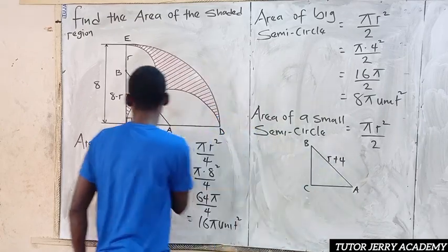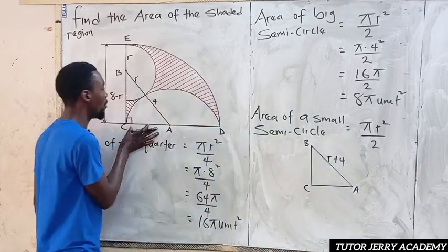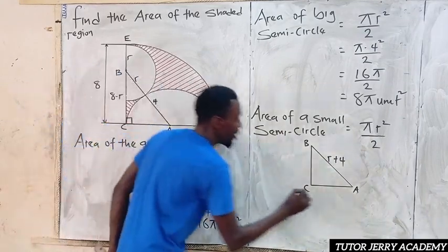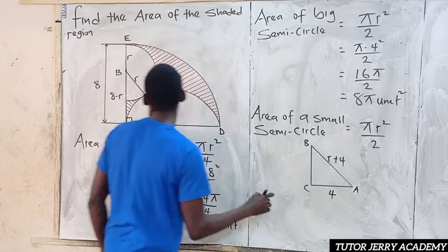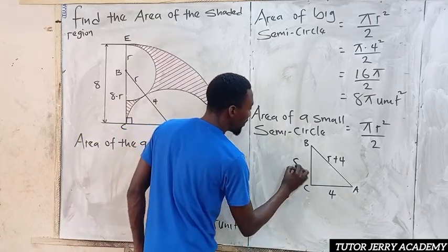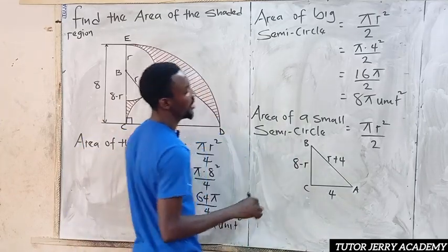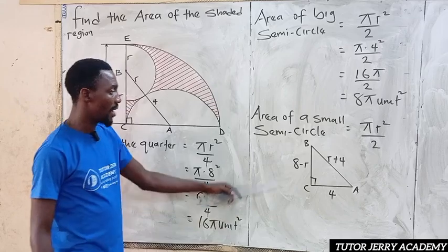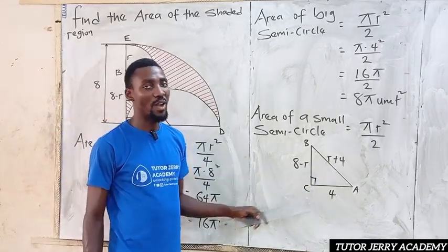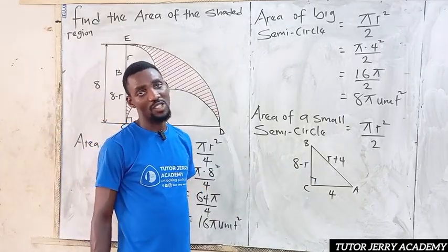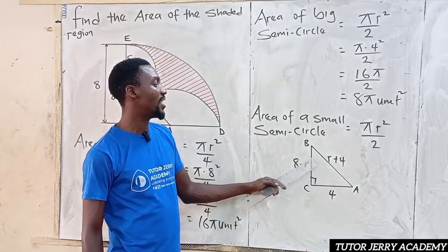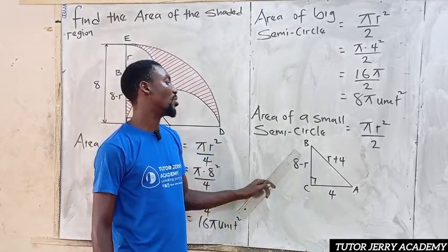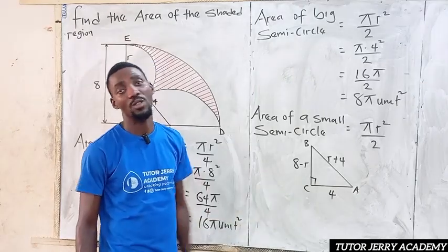All right. So CA is going to be 4 because the full length here is what? 8. So here is going to be 4. And our CB is going to be 8 minus R. All right. Now, in this place, we have our hypotenuse side there. So for us to get the radius here, we are going to make use of what? Pythagoras theorem. And we know that Pythagoras theorem states that the hypotenuse squared is equal to the sum of the squares of the two other sides, provided that they are all squared.